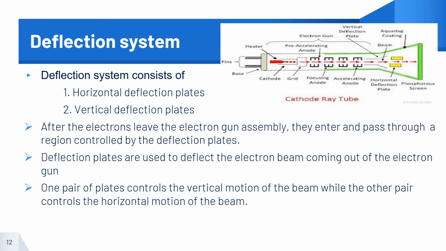The deflection system consists of, so after this electron gun, we enter into a region called the deflection system. The deflection system consists of horizontal deflecting plates, these are horizontal deflecting plates, and vertical deflecting plates, these are vertical deflecting plates. Deflection plates are used to deflect the electron beam coming out of the electron gun. One pair of plates controls the vertical motion of the beam and the other controls the horizontal motion of the beam so that the beam moves towards the screen.